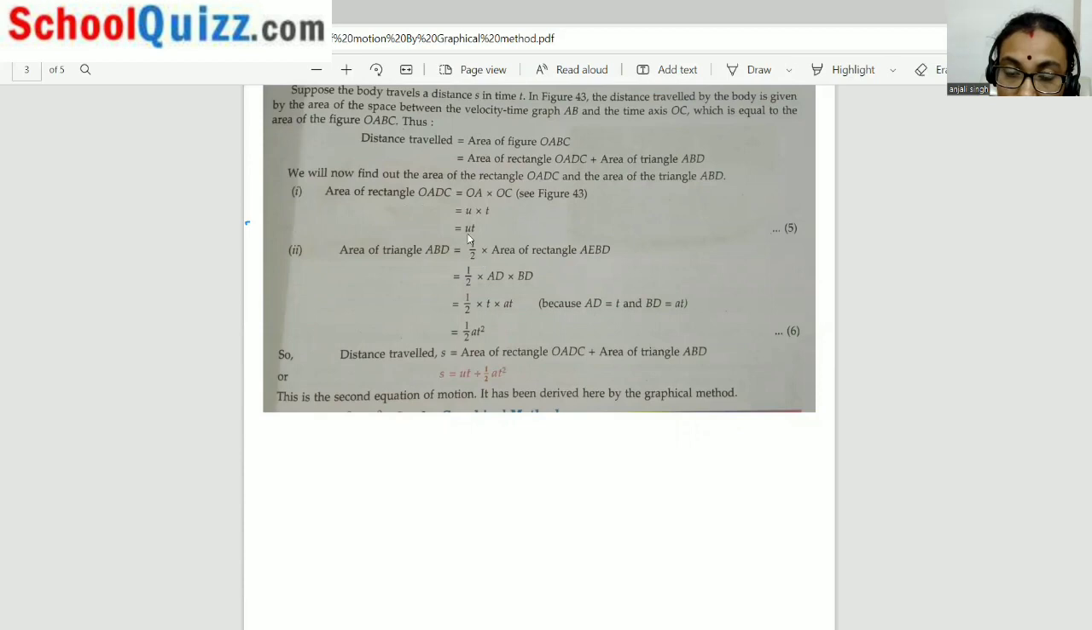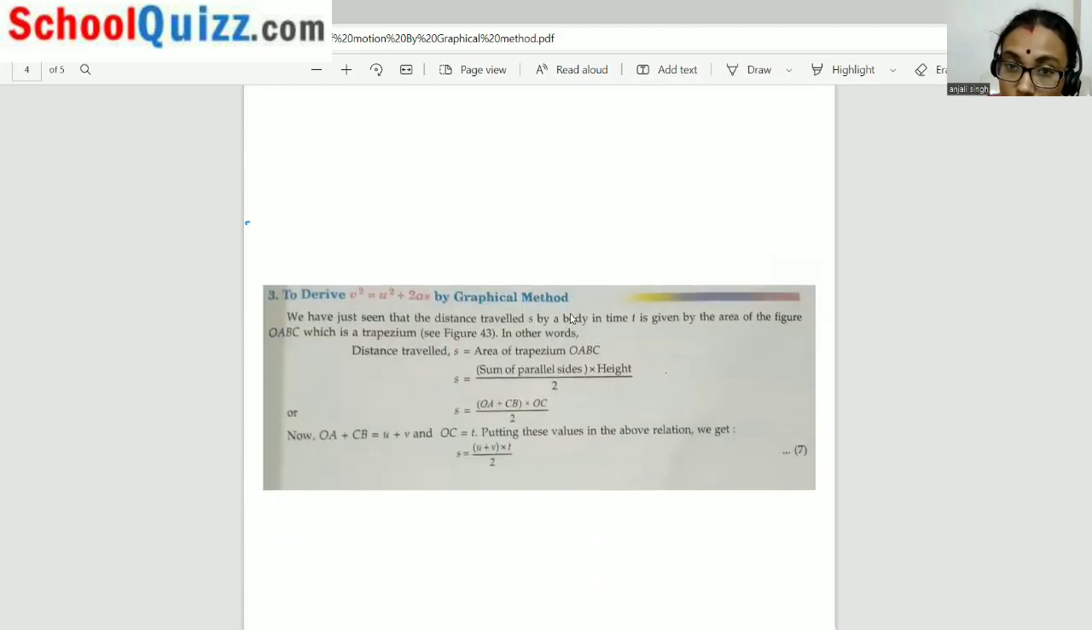Area of a triangle, you know the formula, is half base into height. The value of AD is T, the value of BD is AT, and you will write half AT square. And at last, distance traveled means you add both the values: UT plus half AT square. So this is your second equation of motion. Clear? Now we will move towards the third equation.